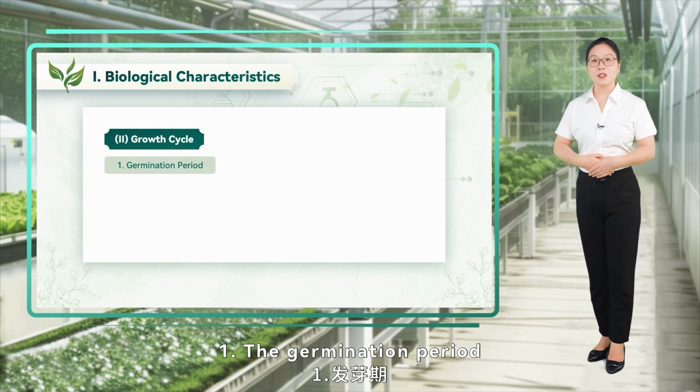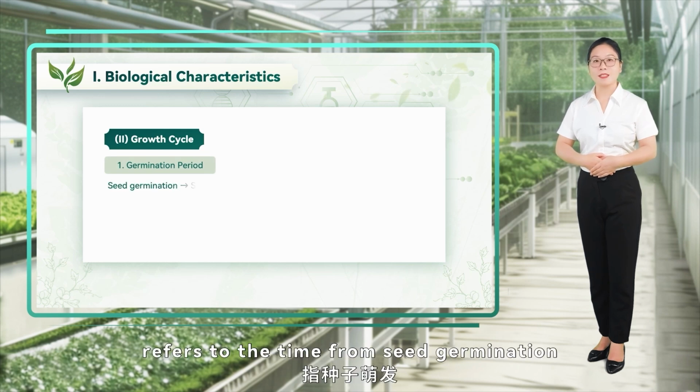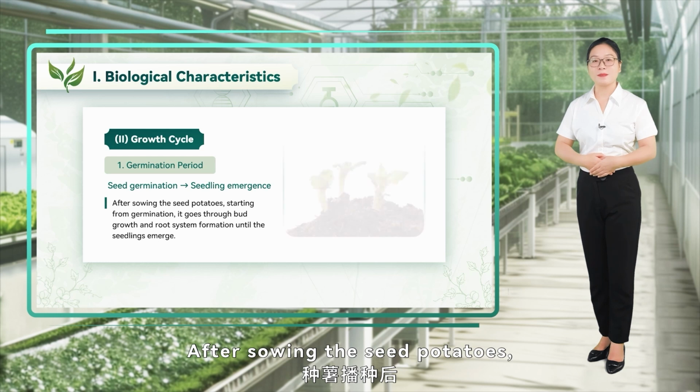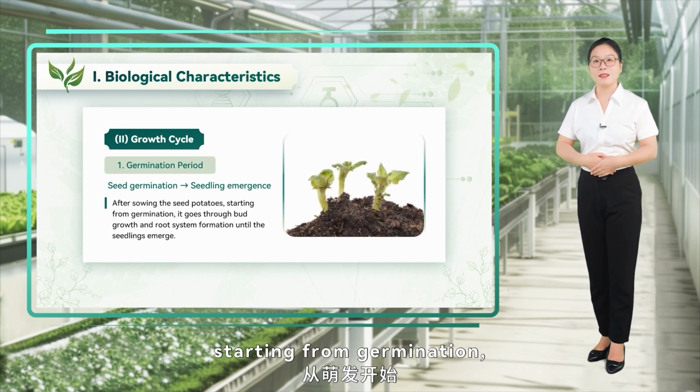1. The germination period refers to the time from seed germination to seedling emergence. After sowing the seed potatoes, starting from germination, it goes through bud growth and root system formation until the seedlings emerge.